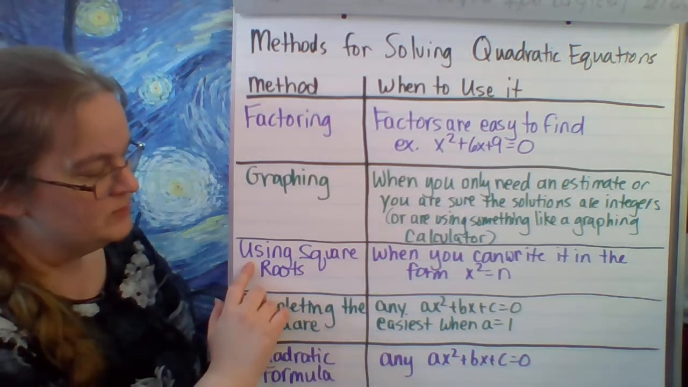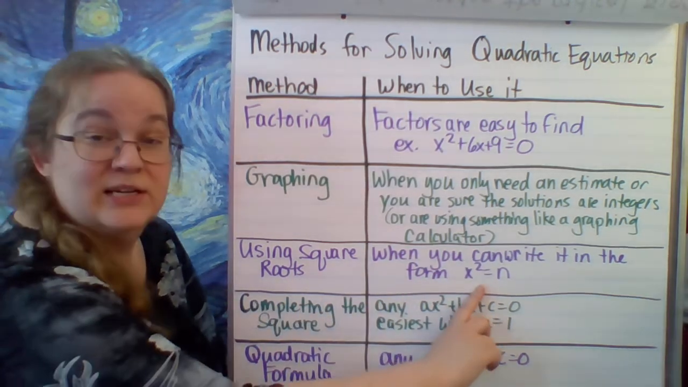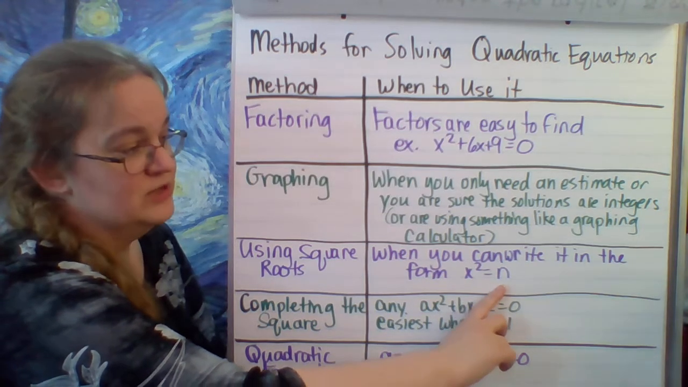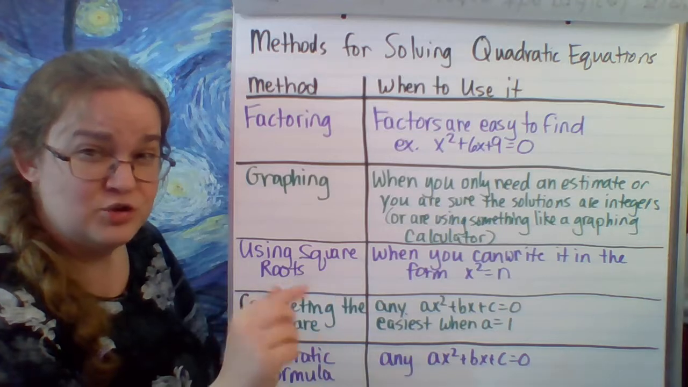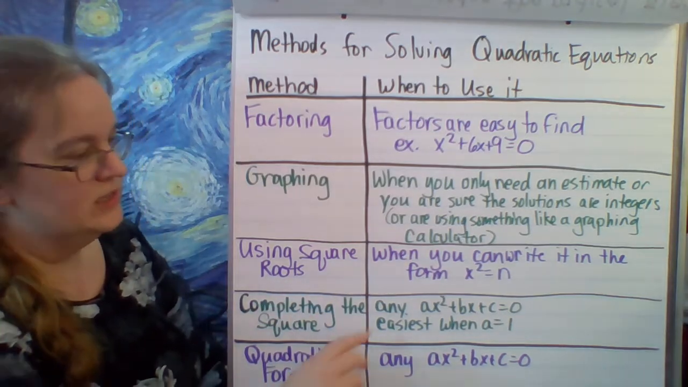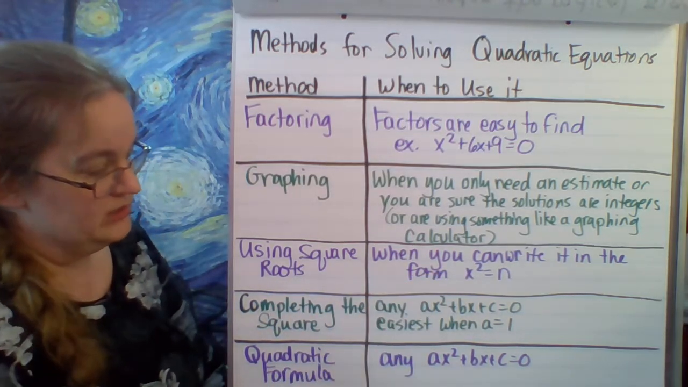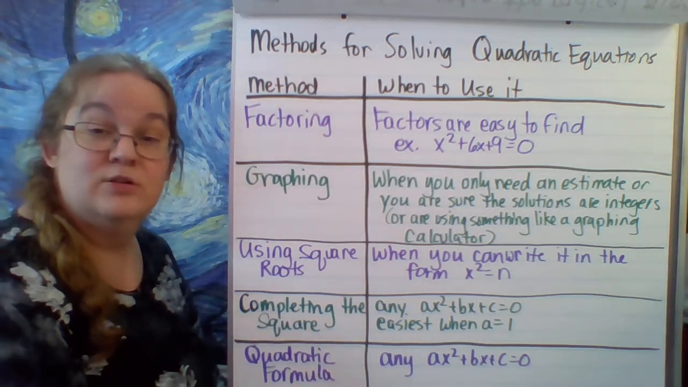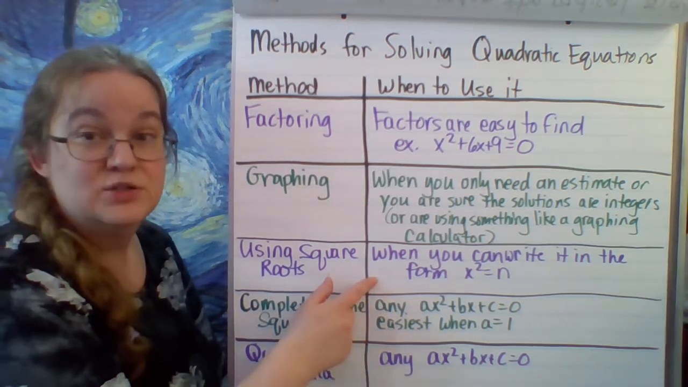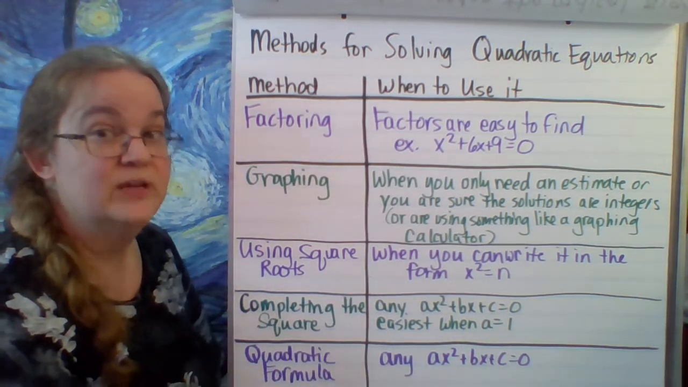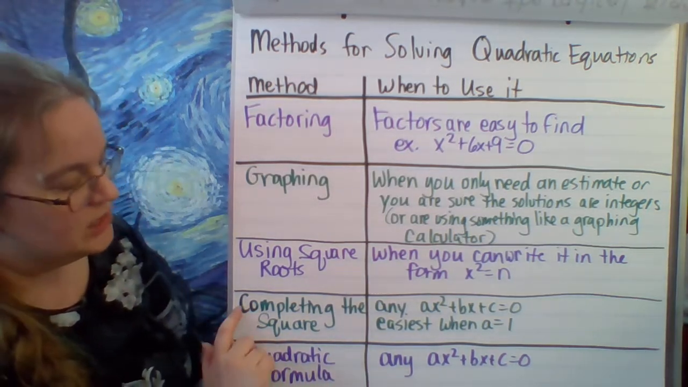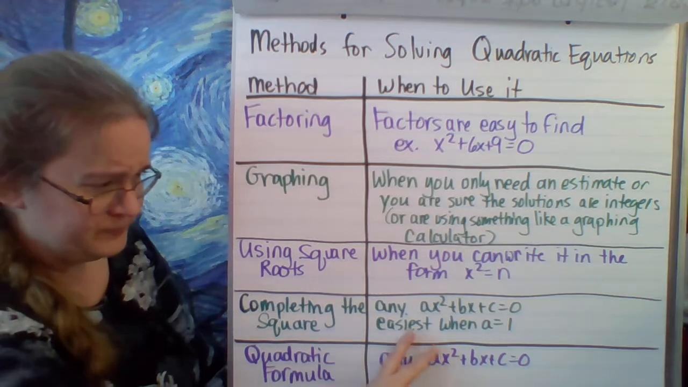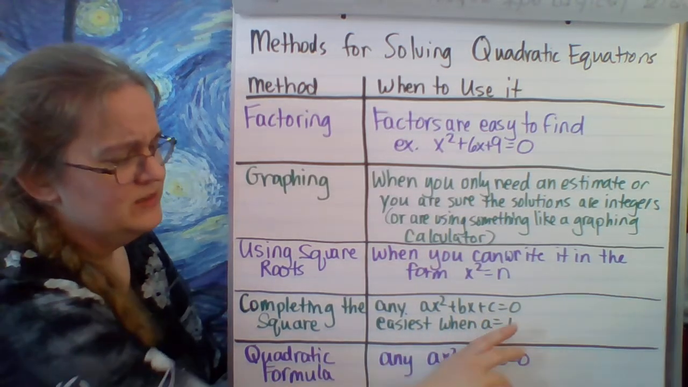Okay. You can use square roots if you can get it in this form where it's just x squared equals n. So that means there's no 2x term, there's no b term in it, and then that would be an appropriate way to do that. And again, way faster than the quadratic formula if this works. So it's good to have the different methods because some things are going to be easier than others depending on the situation. Completing the square, you can really use for any of them.